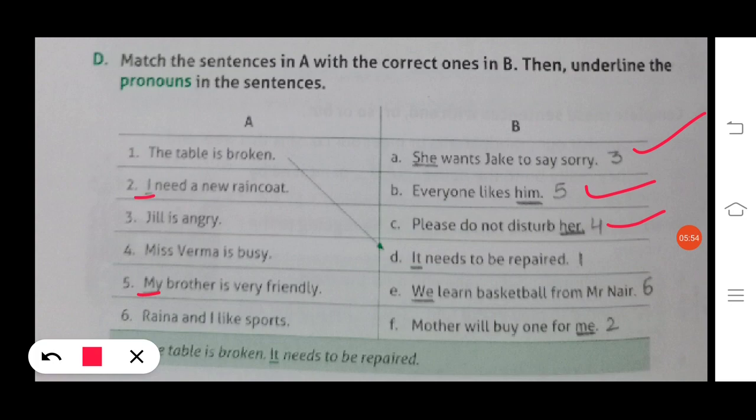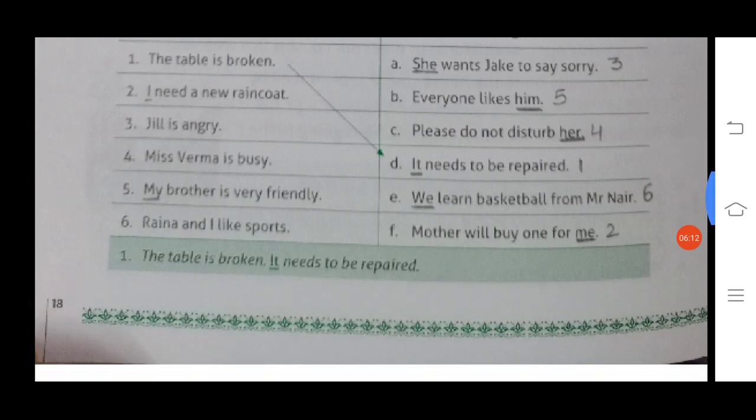Number 6, Rena and I like sports. Yes, Rena and I like sports. I is also the pronoun here. Number 6, we learn basketball from Mr. Nair. Okay.